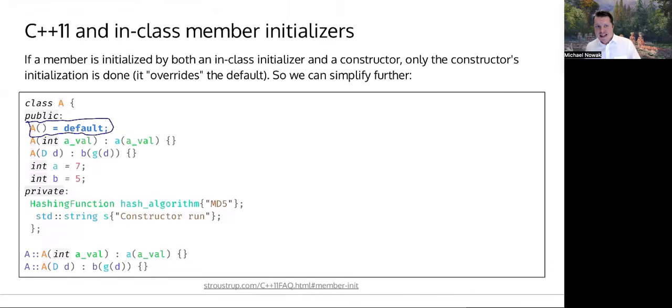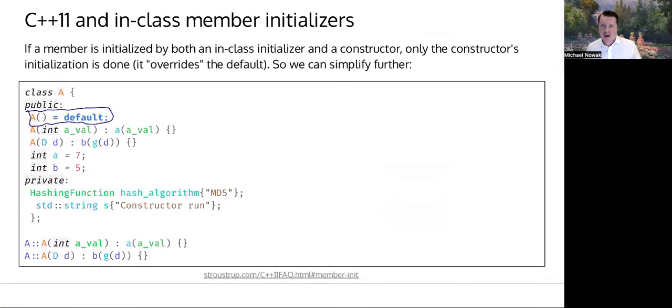Hopefully this is making sense so far. Again, the key here is to recognize that if a member is initialized by both an in-class initializer and a constructor, only the constructor's initialization is done. Again, for emphasis, it overrides the default.